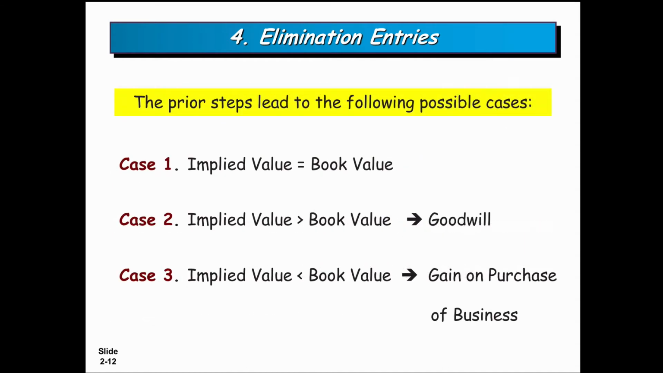And here we might have 3 cases. I will take each case, explain the 2 conditions of that case, and show you a brief example. Case 1, where the implied value is equal to the book value. It means no goodwill, no gain. Case 2, the implied value is higher than the book value, and here we get goodwill. Case 3, the implied value is less than the book value, and here we get gain on purchase. So let us look at each case and the conditions that might happen under each case.